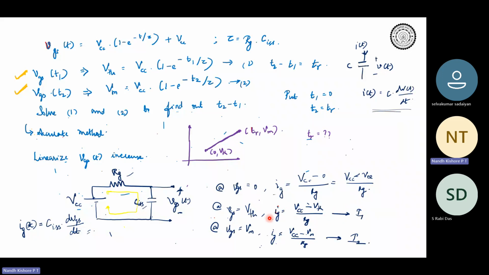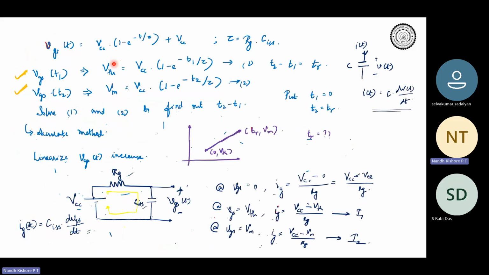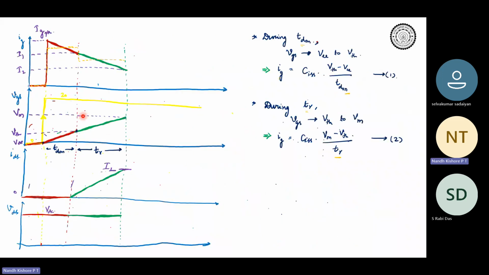So this is the gate current I1 and I2. We know what I1 is, we know what I2 is. The average gate current is this. So this average current is flowing through the input capacitance CISS, that is C dV/dt. What is dV over here? The voltage is changing from V threshold to V Miller. So the average gate current in terms of the capacitance is CISS times (V Miller - V threshold) divided by the rise time TR.